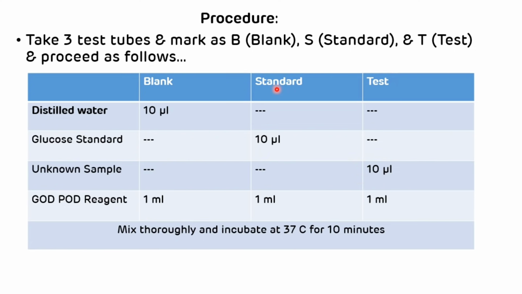After taking the blank, standard, and test, add 1 ml of glucose oxidase peroxidase reagent in all these three test tubes. Mix thoroughly and incubate at 37 centigrade for 10 minutes. And after 10 minutes, you have to read the optical density on the colorimeter at 520 nanometer or green filter.